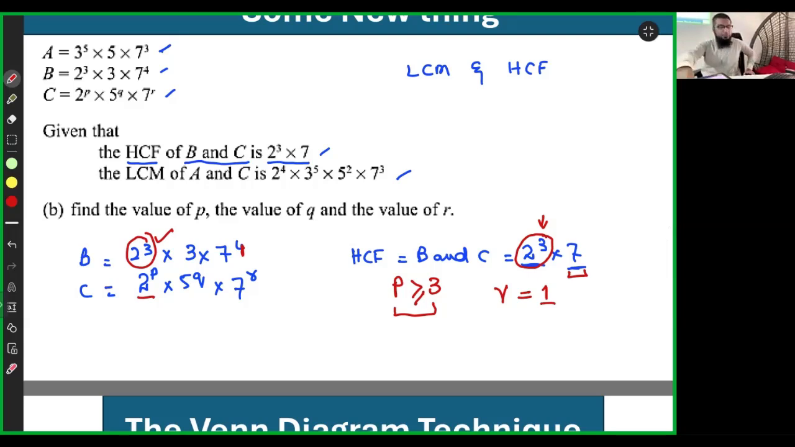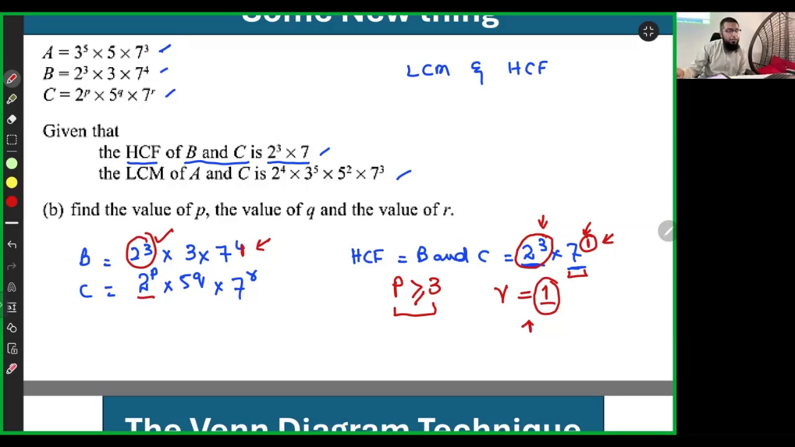Because HCF only takes common. So we were having 7 raised to the power 4 and 7 raised to the power R. And in HCF we take the smaller number. Yeah, exactly. HCF takes the smaller power. So the HCF of B and C was 7 raised to the power 1. तो ये बहुत बड़ी information है कि 7 raised to the power 1 is the HCF. Got it? So अब 1 से ऊपर वाली power choose हो ही नहीं सकती. What was the other power? 4. So अब यहाँ certain है कि R की value 1 होगी. I hope everyone is clear.